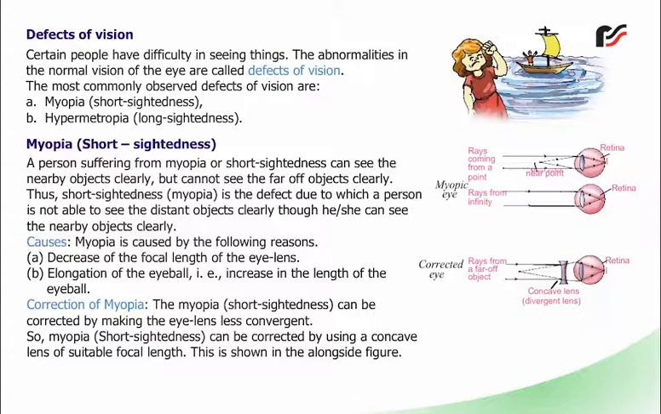Correction of myopia. The myopia, short-sightedness, can be corrected by making the eye lens less convergent. So, myopia, short-sightedness, can be corrected by using a concave lens of suitable focal length. This is shown in the alongside figure.